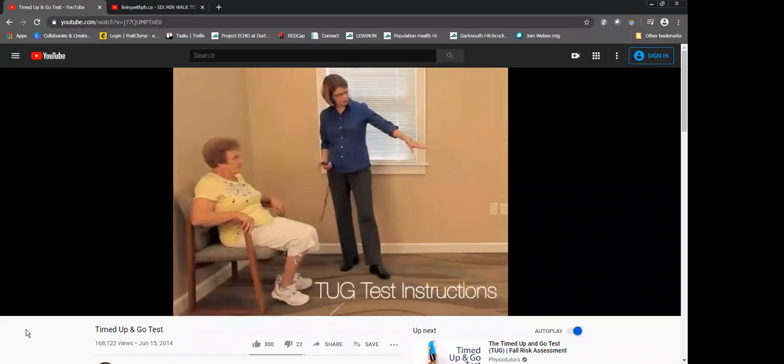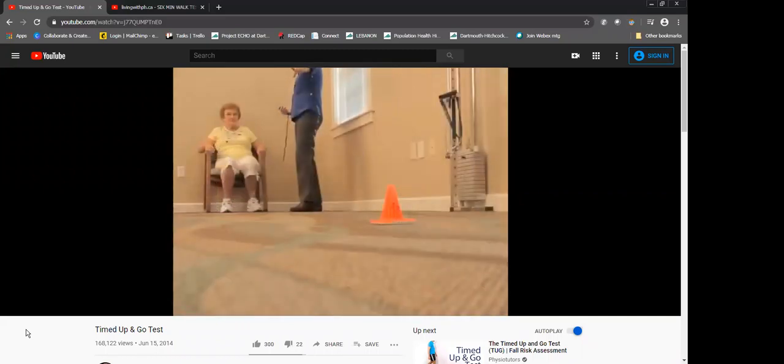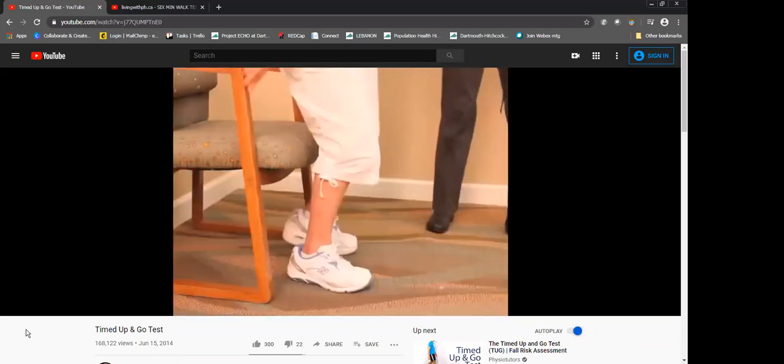Speak slowly and clearly. Your instructions might sound like this. When I say go, you will stand up from the chair, walk to the mark on the floor, turn around, walk back to the chair, and sit down. Walk at a comfortable and safe speed. I'll be timing you using a stopwatch. Ask them if they understand the instructions and start the test. You might find it helpful if you use a cue like ready, set, go. No physical assistance is provided.